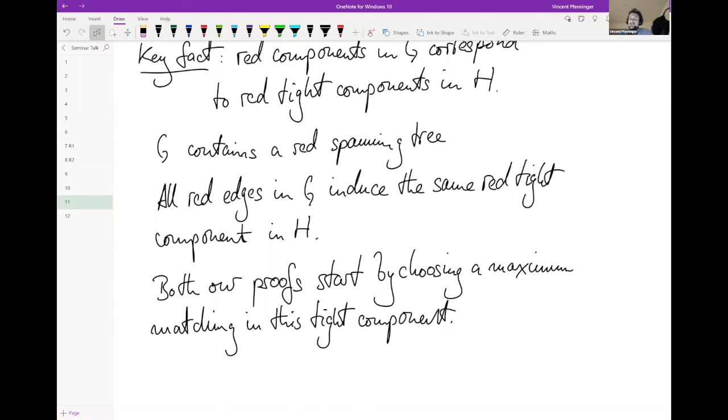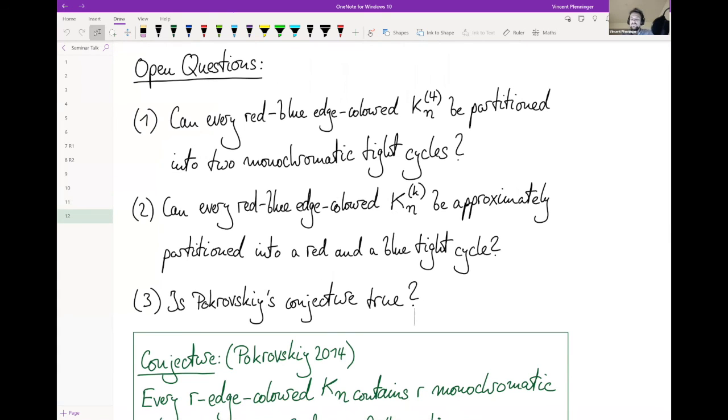Okay, so that's everything I will say about the proof, and then I'll finish up by mentioning some open questions. So first open question, can every red-blue edge-colored K_n^(4) be partitioned into two monochromatic tight cycles? Now, this would be an analog of a result we have for the 3-uniform case and would be an exact result. And again, here you have to say two monochromatic tight cycles instead of a red and a blue one, because there's a counterexample showing that if you insist on one red and one blue one, you cannot do it.